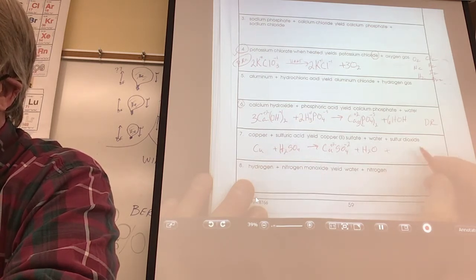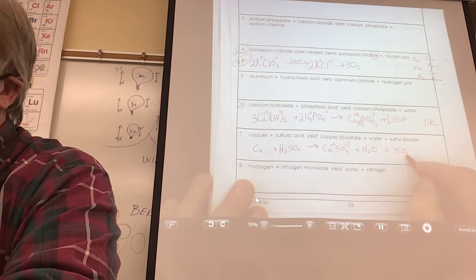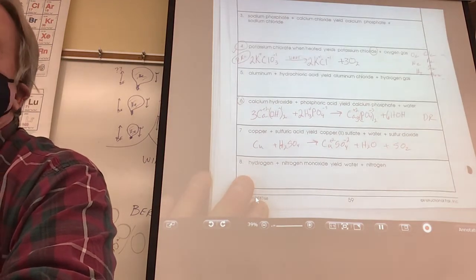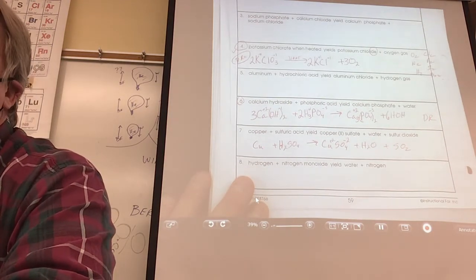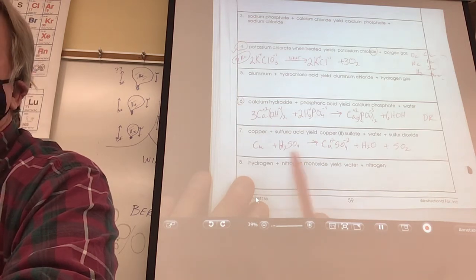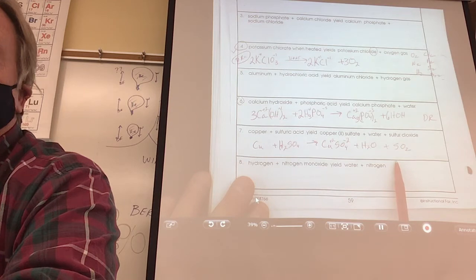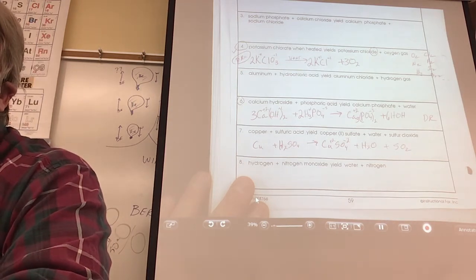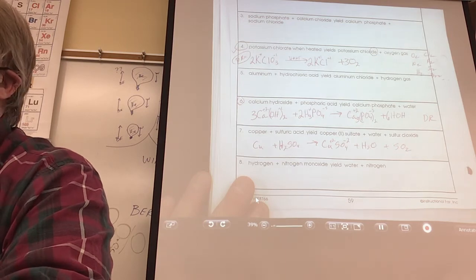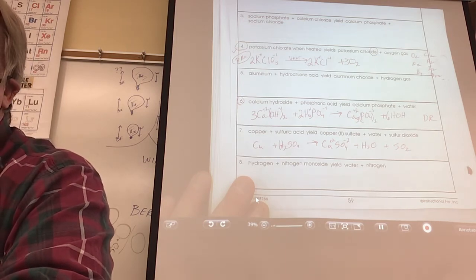What's the next one? SO2. All right. Now, I can tell you right now, this could be easy, but it could be one of the most difficult ones because what happened to sulfate? Did it stay as sulfate? No, it got broken down, didn't it? So that means that I can't balance sulfates, can I? So now I got to balance sulfur atoms, don't I?